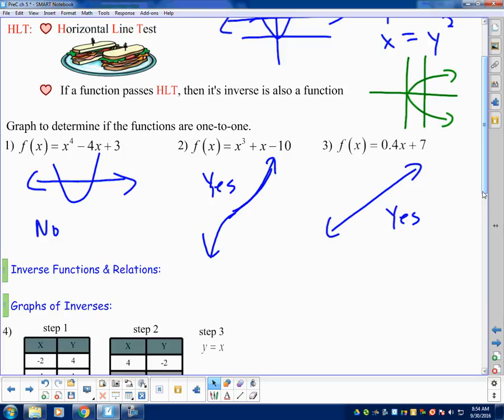Why do we care? If it's 1-to-1, what does that mean about its inverse? It's a function, yeah, if we could find it. Here's one right here. Watch this. If I switched x and y, so here it is, y equals x cubed plus x minus 10. Now let's switch the x and y: x equals y cubed plus y minus 10. And if I said, okay, go, solve for y, what would you do? I wouldn't be able to teach you, because I can't solve for y. It's like we have two different variables here.